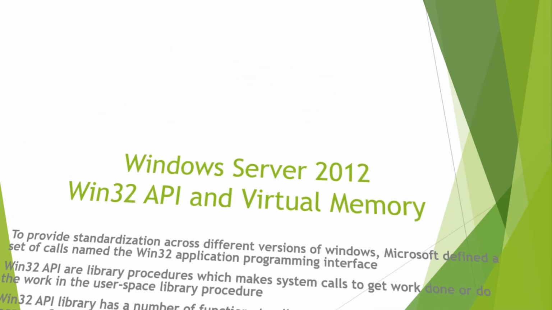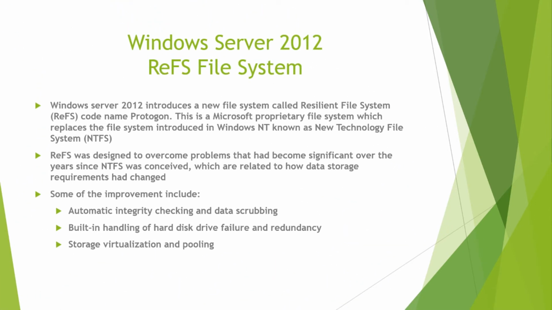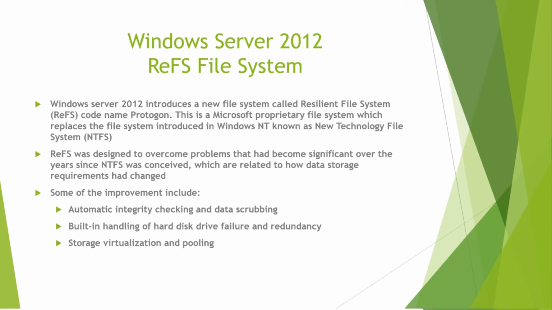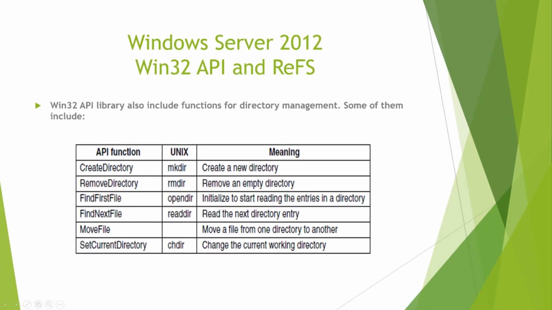We now move to the file system, which is called the Resilient File System and was introduced in Windows Server 2012. This file system was codenamed Protogon and is a Microsoft proprietary file system which replaces the file system introduced in Windows NT. Resilient File System was designed to overcome problems that have become significant over the years with the introduction of New Technology File System, or NTFS. Some of the improvements include automatic integrity checking and data scrubbing, built-in handling of hard disk drive failure and redundancy, and storage virtualization and pooling. Some of the commands in the Win32 API library to handle this file system are shown on the screen.